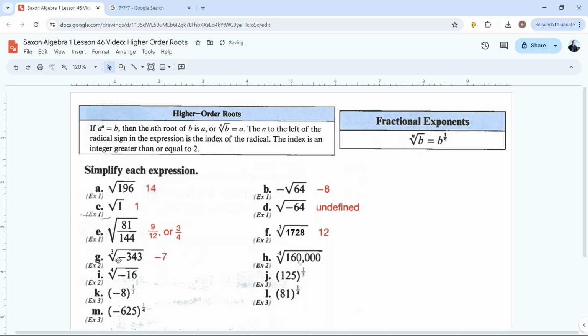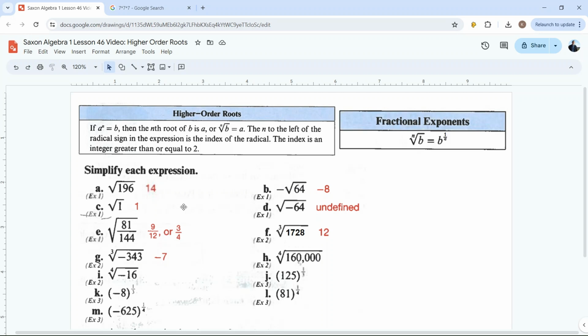Now, here's the thing. If I have a negative under a root and it's an odd numbered root, it can be solved, because a negative times itself 3 times is going to be a negative number. So odd numbered roots, it's fine to have a negative underneath. Even numbered roots won't work.